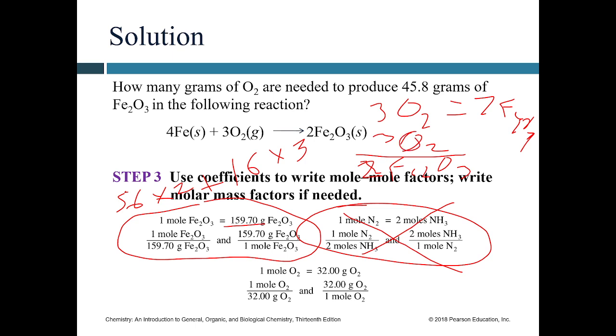You never cancel out the thing on the top. Well, if it's on one side and the other one's on the bottom, you cross it out, right? So the thing that you cancel out ends up being on the bottom if you're writing everything else on the top. Like if you write the 45.8 grams of Fe2O3, that means you're in Fe2O3s on the top, right? And to get rid of that, we have to have that on the bottom.